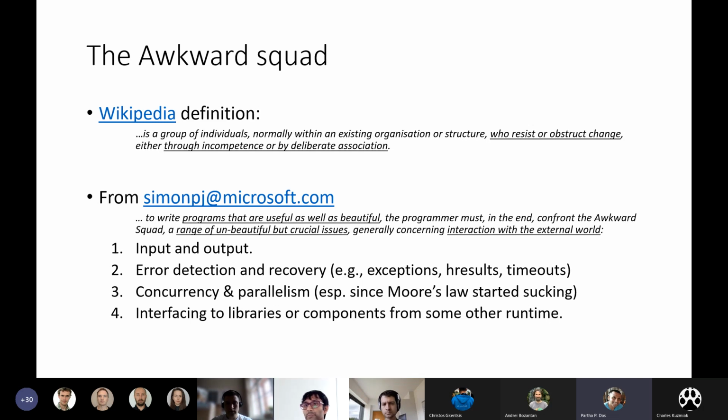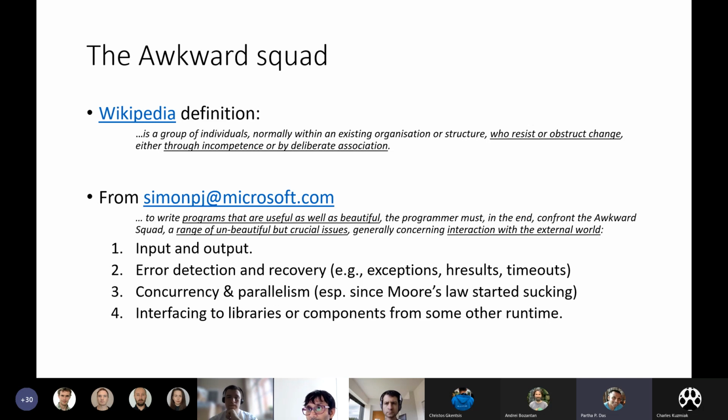Concurrency and parallelism, especially since Moore's law isn't our friend anymore, right? It started failing sometime in the last decade. And interfacing to external libraries, right? You don't write all components yourself. You tend to reuse your partner's code or open source and things like that.